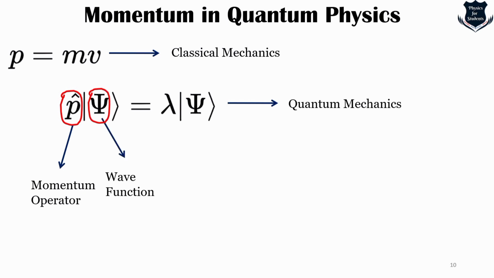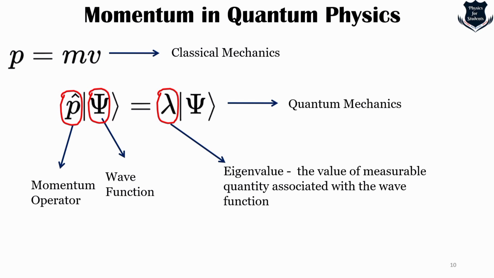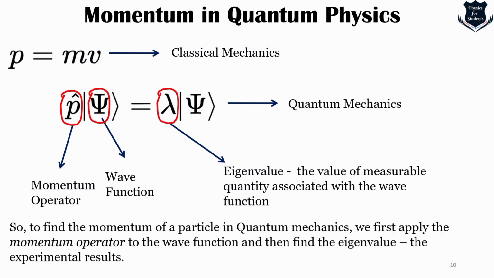So this, as we know, is a wave function. Now this lambda is what is called an eigenvalue. Again, I will make a separate video on eigenvalue, but let us understand eigenvalue is something where the value of a measurable quantity associated with the wave function is being measured. So something, once we measure, gives a result, and that is called an eigenvalue. It's a wrong definition, but let us take it for the current understanding.